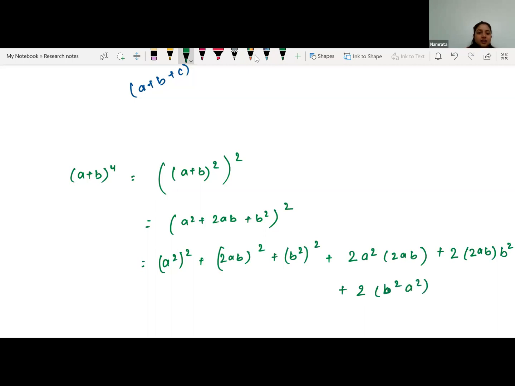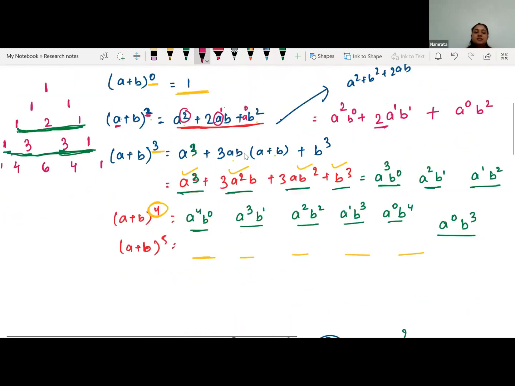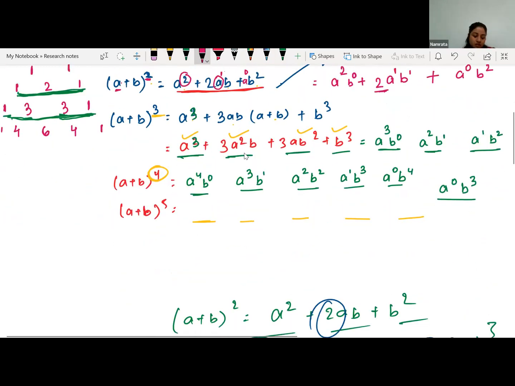So here what are we getting as a coefficient? This is not the arranged way. However, in arranged way, we will be getting this as a coefficient: 1, 4, 6, 4, and 1. This is what we will be getting as a coefficient when we will arrange it in a proper manner.